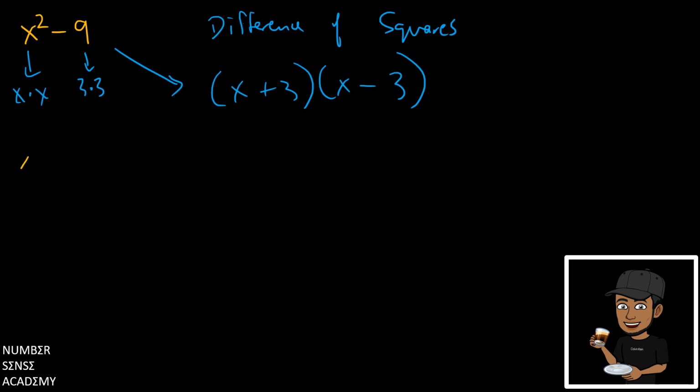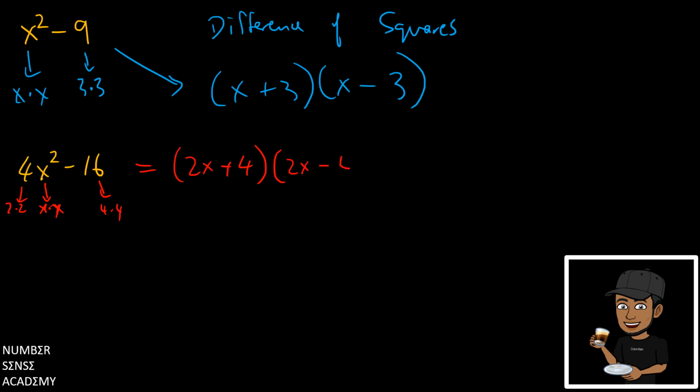Another quick example. What if I have 4x squared minus 16? I look and I see that the 4 is 2 times 2, the x squared is x times x, and the 16 is 4 times 4. Okay? So these are all perfect squares, so I can just use the difference of squares. So this becomes 2x plus 4 times 2x minus 4.